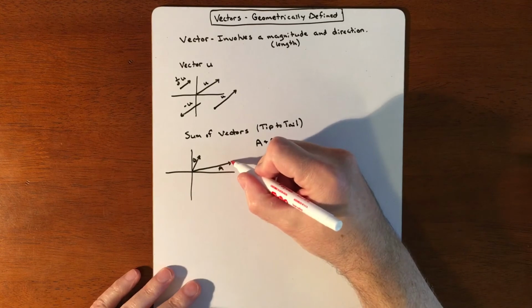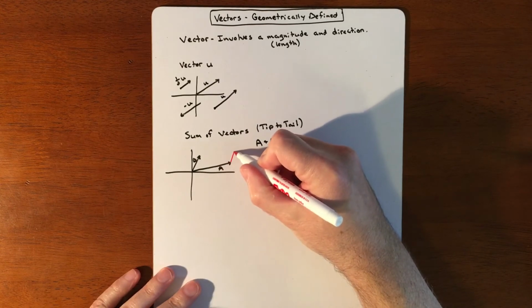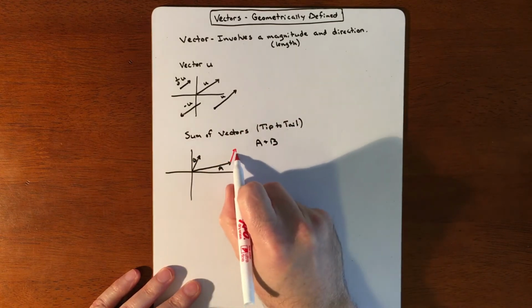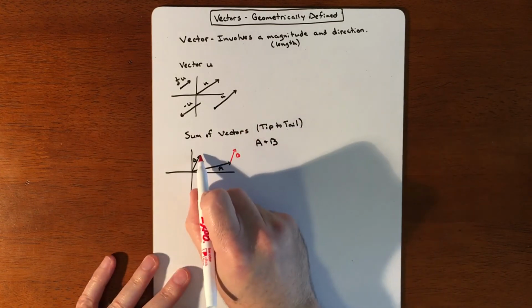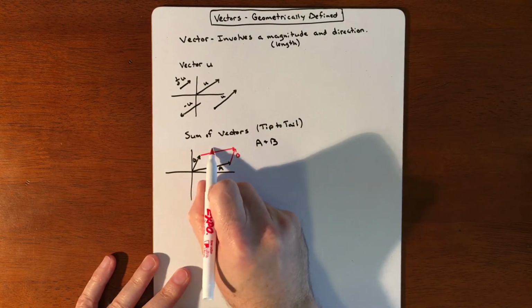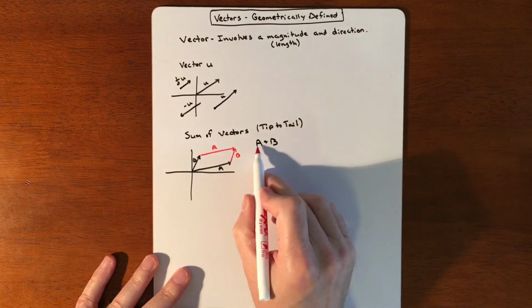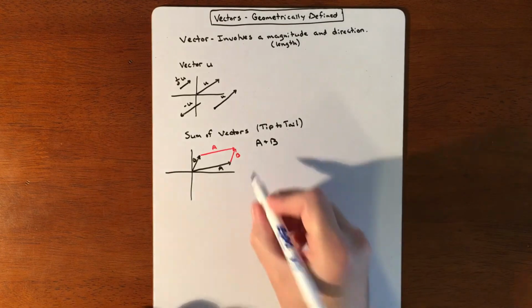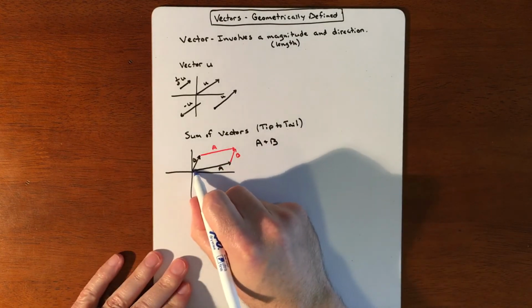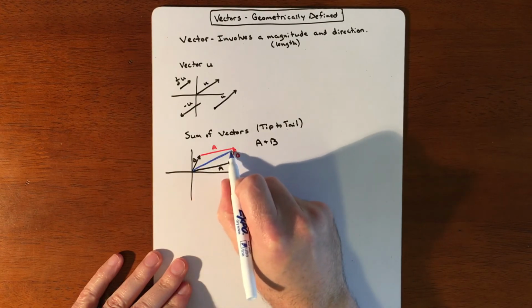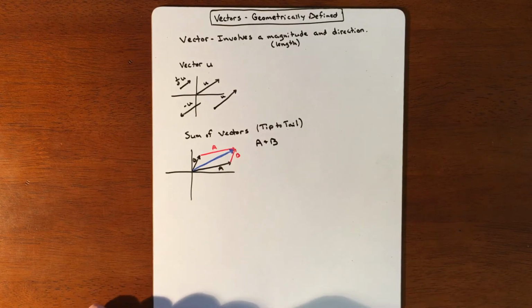So it's either going to look like this. Here's B tacked onto A. So that would be A plus B. Or you could do A being tacked onto B. It won't matter, because it doesn't matter if it's A plus B or B plus A. But the vector that you get out of it, the sum, is actually this one. So that is the sum of A plus B, that vector right there. It's a combination of the two.